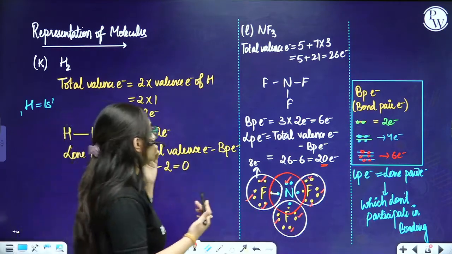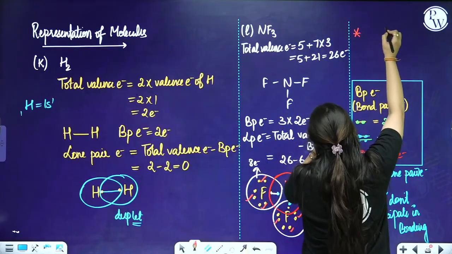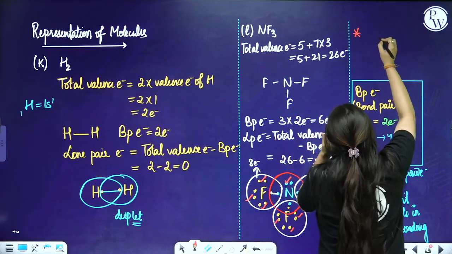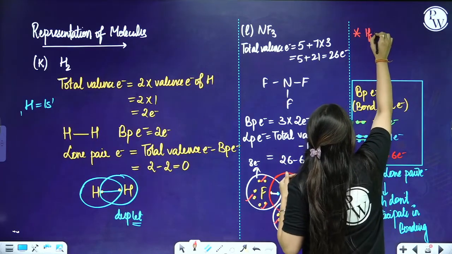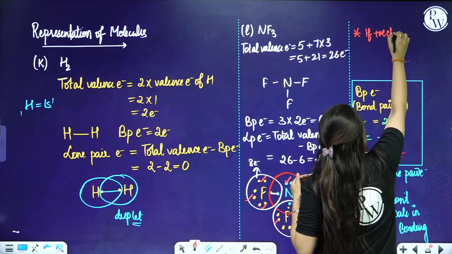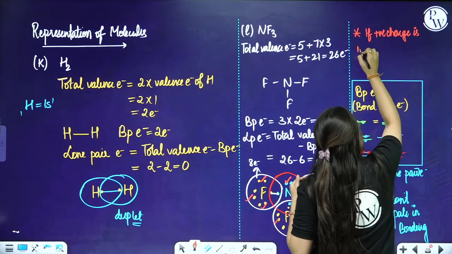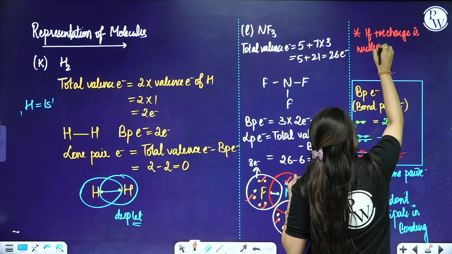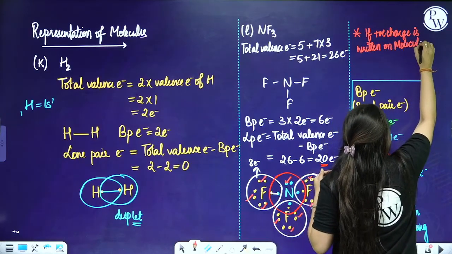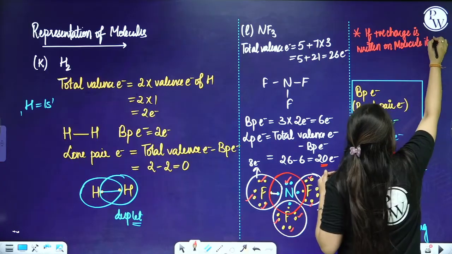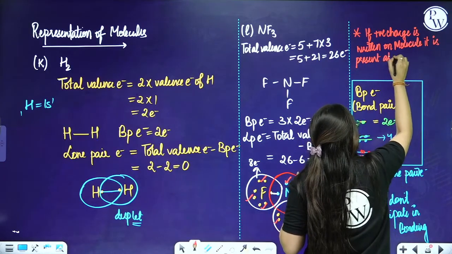Now there are some more rules that you should know. If a positive charge is written on any compound or molecule, it is present at the central metal atom.